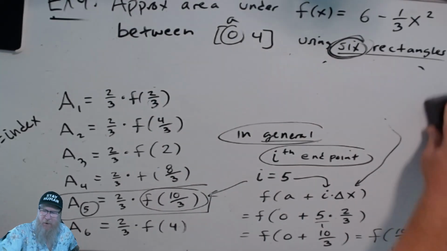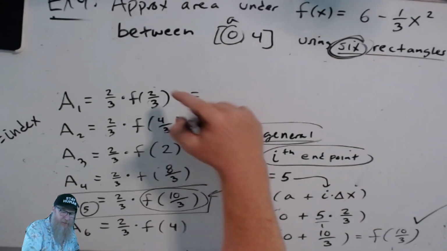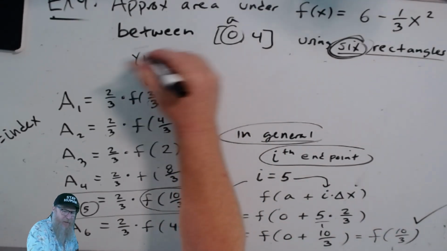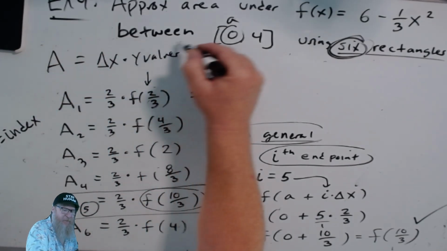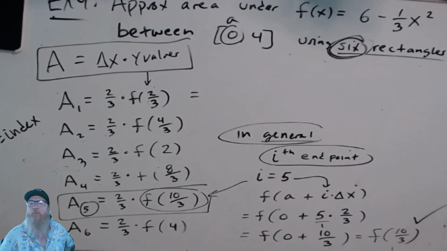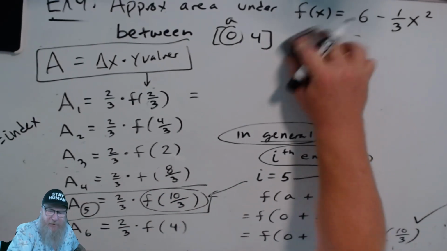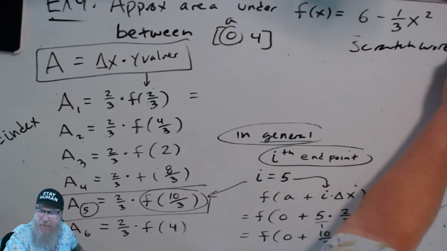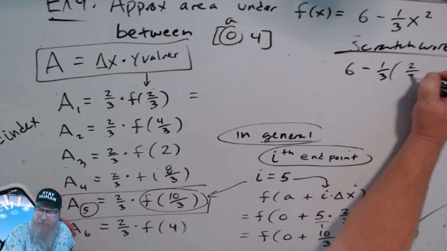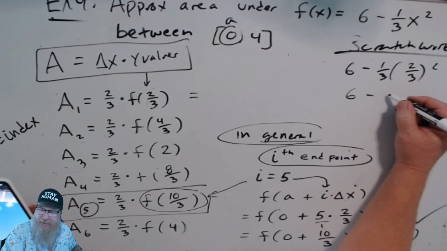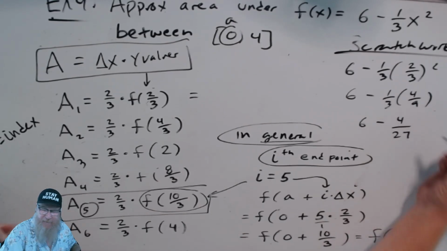Okay, so we're ready for our y values. Yeah, so these are the y values. So it's always delta x times the y value. That's going to be your general formula for area, for whichever one you're talking about. We're going to do all of them. We're going to need some scratch work here. So f of 2/3. So I've got 6 minus 1/3 times 2/3 squared. 6 minus 1/3 times 4/9. 6 minus 4/27.